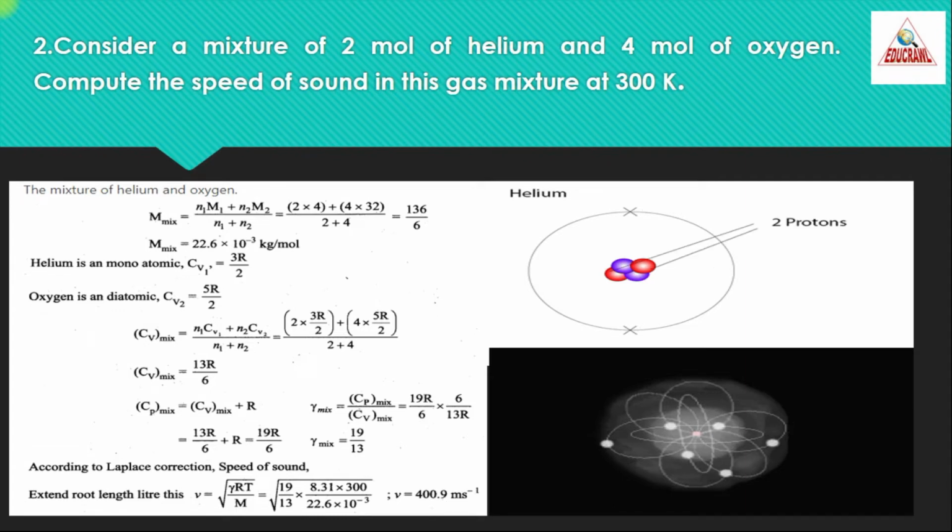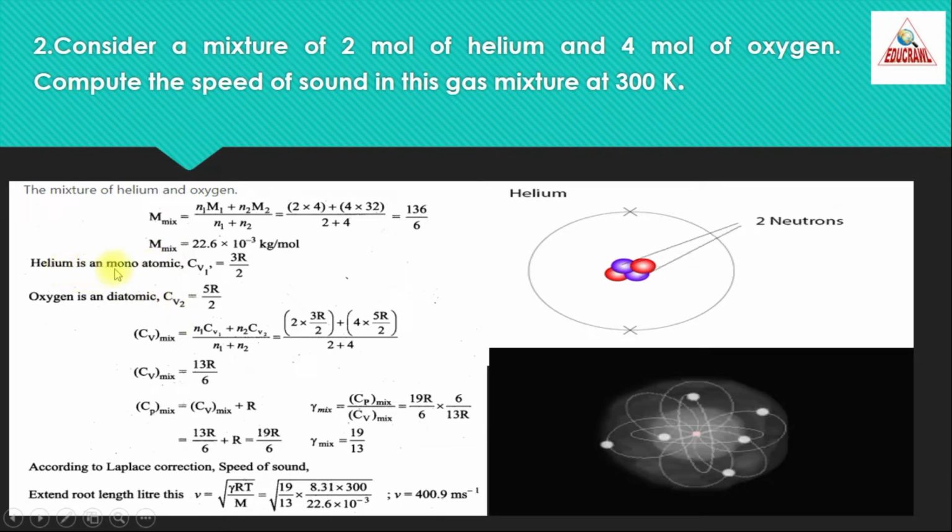So substituting the values we get 2 into 4 plus 4 into 32 divided by 2 plus 4, which is equal to 136 divided by 6. So the total molecular mass of the mixture is equal to 22.6 into 10 power minus 3 kilogram per mole. Now we have found the total molecular mass. Next we have to calculate the Cp value and Cv value.